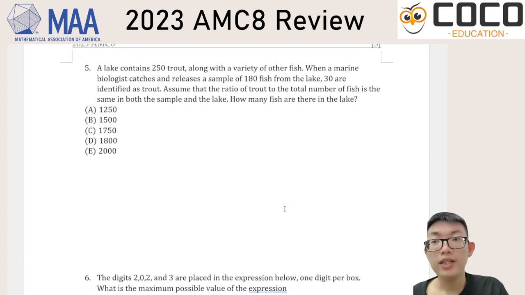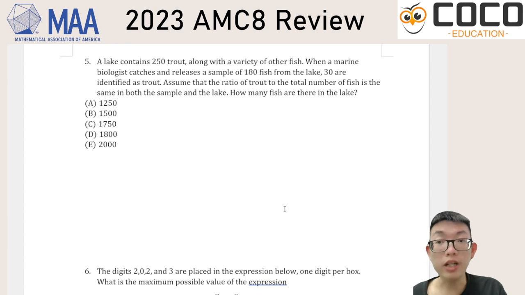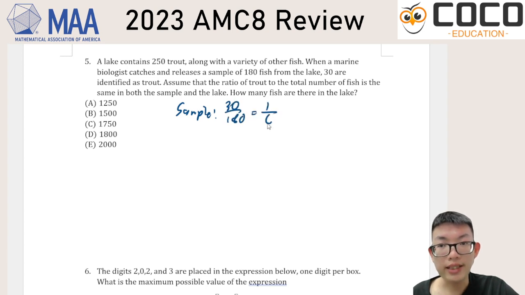Question 5. A lake contains 250 trout along with a variety of other fish. When a marine biologist catches and releases a sample of 180 fish, 30 are identified as trout. Okay, so this is essentially a proportion question, as whenever we do sampling, we are trying to find out what ratio of a certain type of object we have. So in the sample, 30 out of 180, which is 1 in 6, are trout.